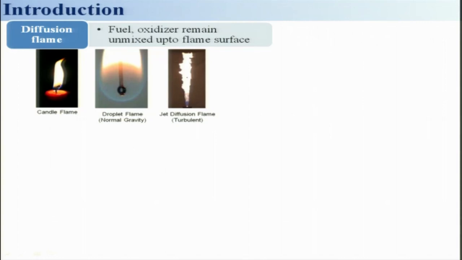A question might be arising why this color is there, and another question might be coming to your mind: how does the fuel and oxidizer get mixed? What is the mechanism? As you know very well, the mixing is governed by two things. One is molecular mixing, other is turbulent mixing. But in case of a laminar flame, generally the diffusion is governed by the molecular diffusivity, right?